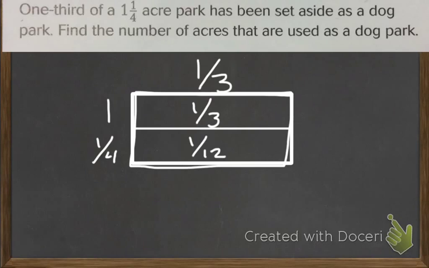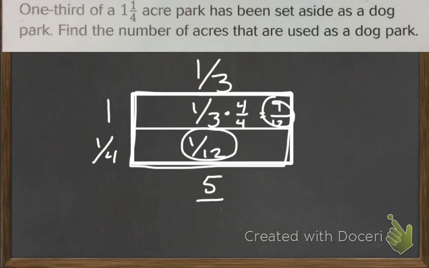Well, we can't add these two together this way, so we've got to change 1/3 to a common denominator of 12. Okay, so 3 times 4 equals 12, and we'll do the same thing to the top. 1 times 4 is 4, and then we have 4/12 and 1/12. That equals 5/12. And so the answer to our problem, it says find the number of acres that are used as a dog park. So 5/12 acres are used as a dog park.